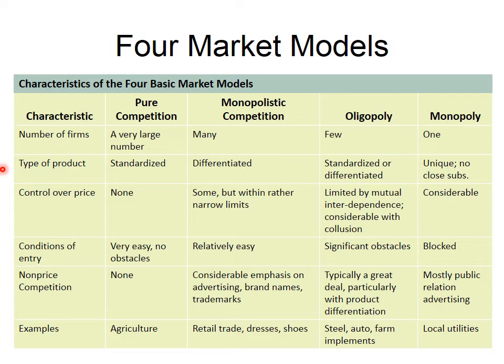And so the products are standardized. The products are uniform. Same thing with a fish market. Same thing in mining. One lump of coal is the same as another. When we get into monopolistic competition, there is differentiation in the product.